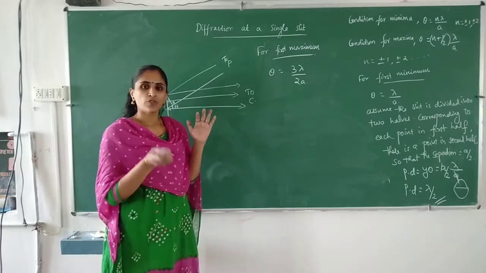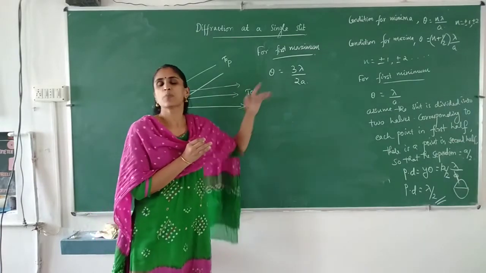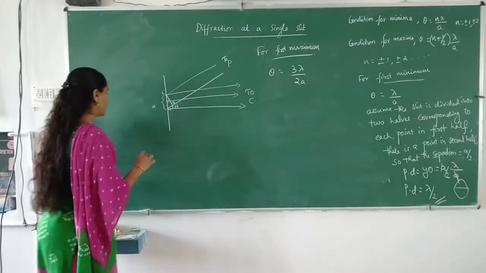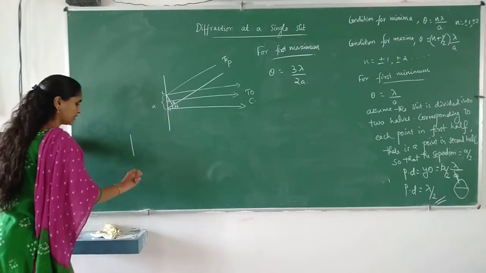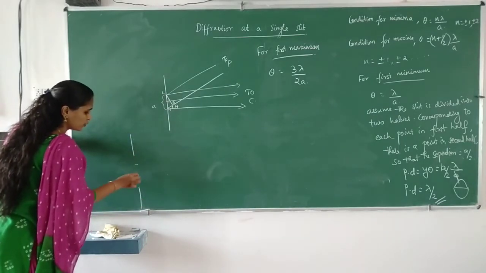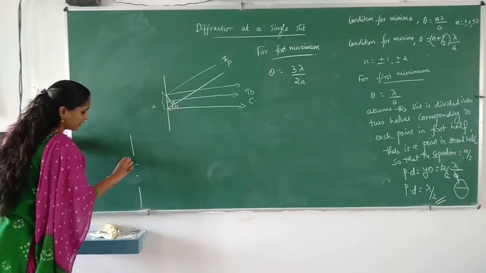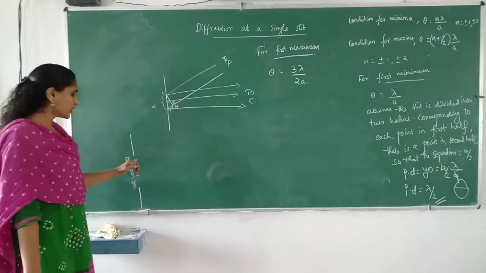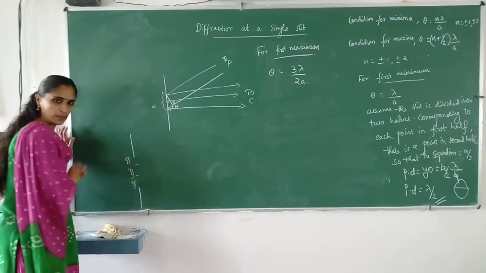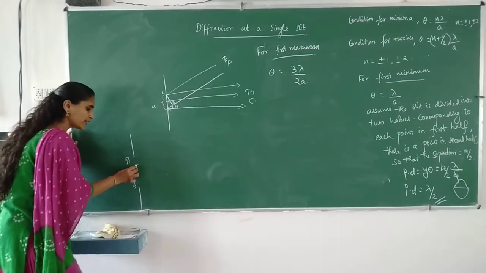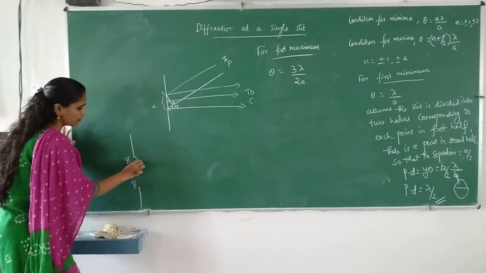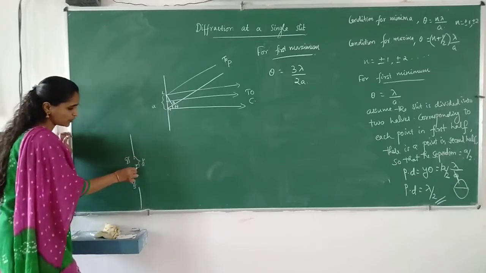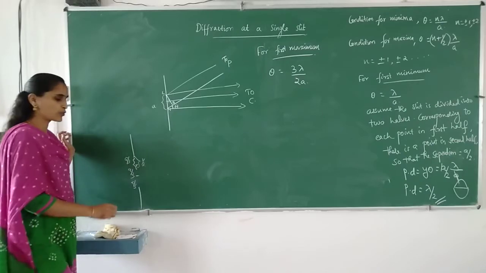Now we can check whether this is a maximum point or not. How can we show it? Here we can assume that the slit is divided into 3 parts: a by 3, a by 3, a by 3. Corresponding to each point in the first 1/3, there will be a corresponding point in the next 1/3, so that their separation will be a by 3. Similarly, corresponding to the next, here also we can assume another one, so that their separation is equal to a by 3.